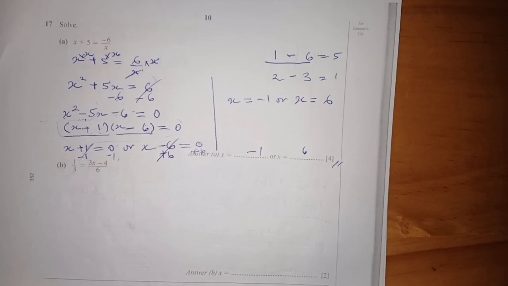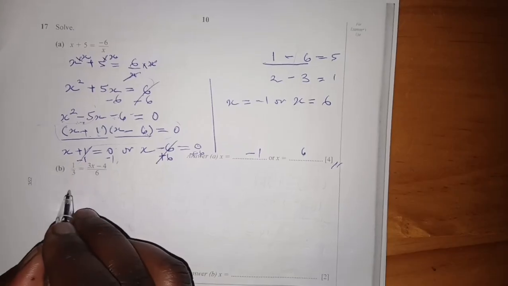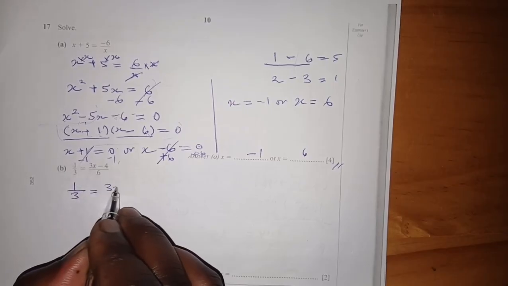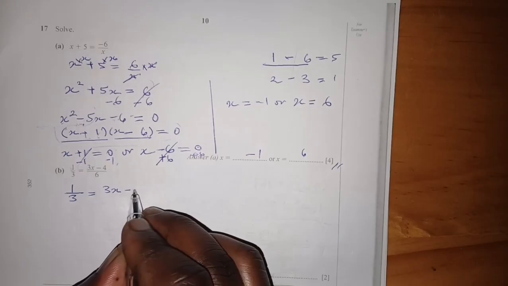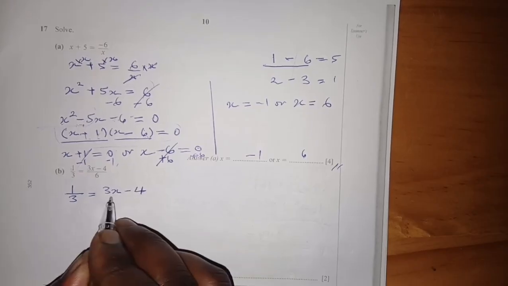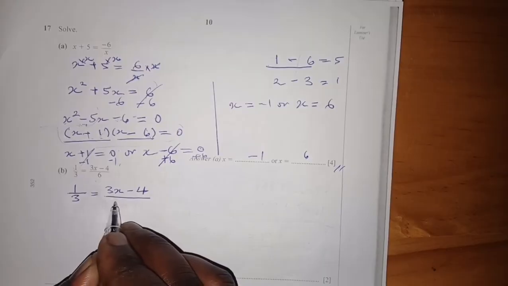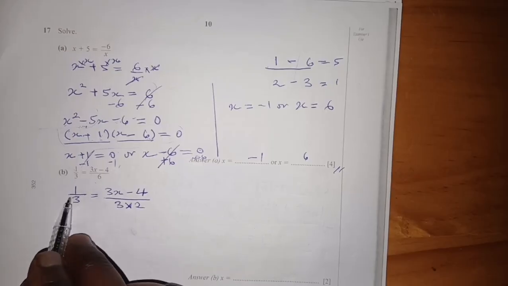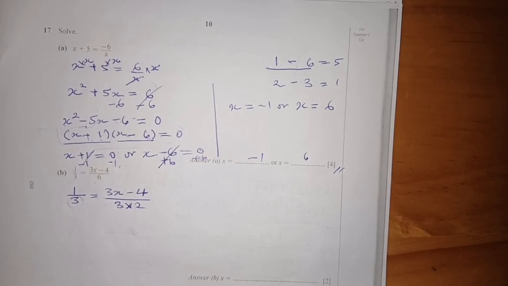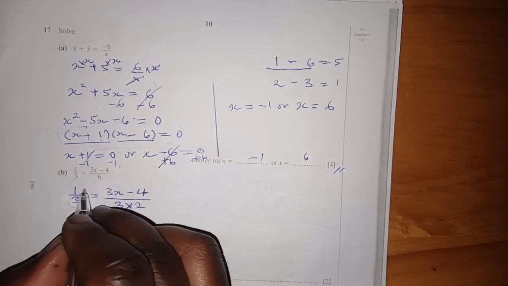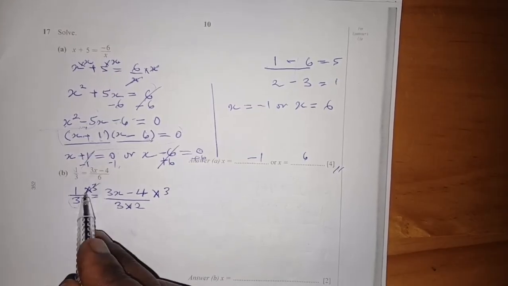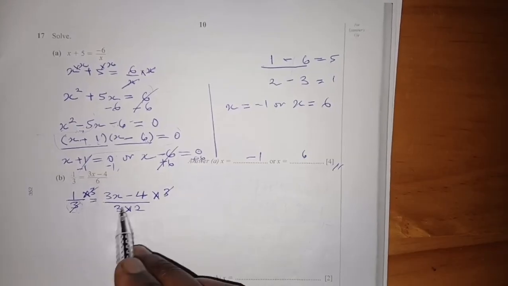Remove the denominator. Now, we have 1 over 3 being equals to 3x minus 4. Now notice something here. 6 can be written as 3 multiplied by 2. So let's remove the denominators here. First, we are going to multiply by 3, which is this denominator. Multiply by 3. Multiply by 3. So this 3 cancels this one. This 3 cancels this one.